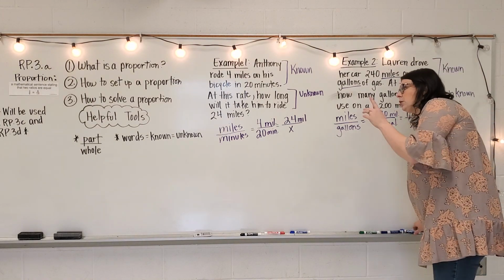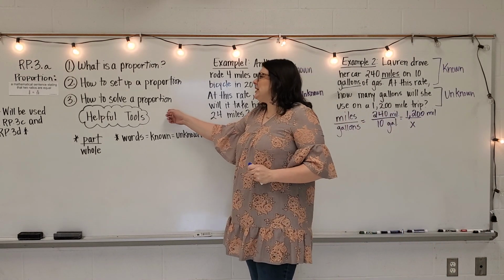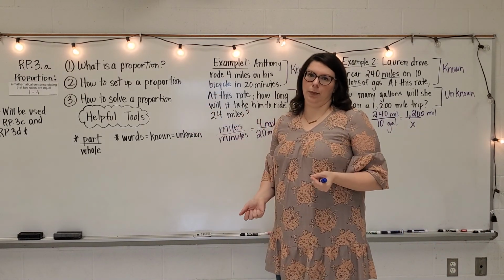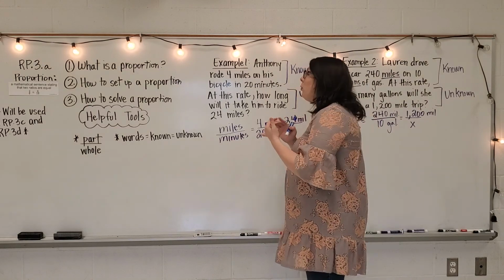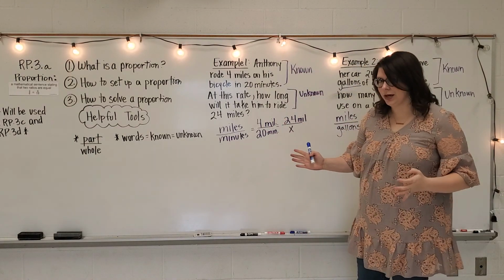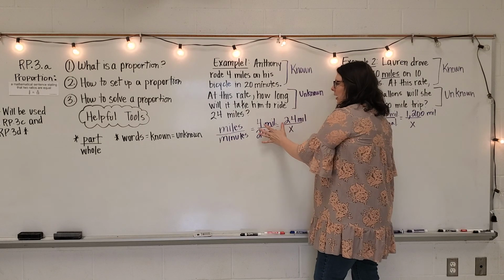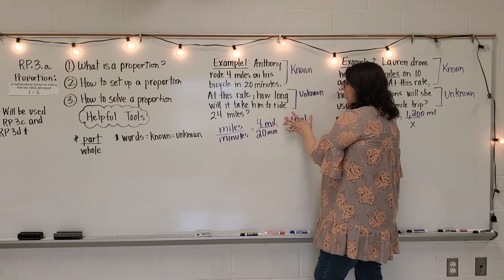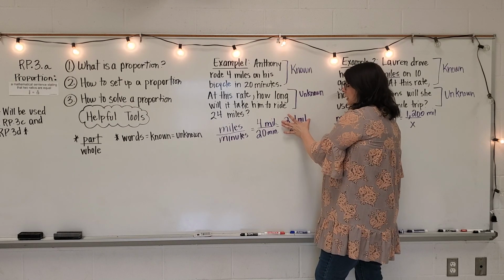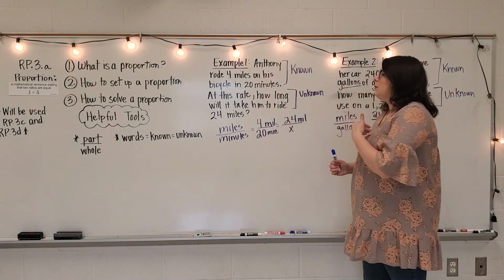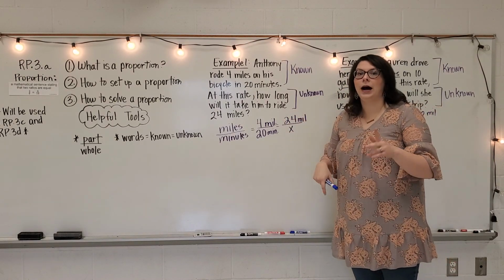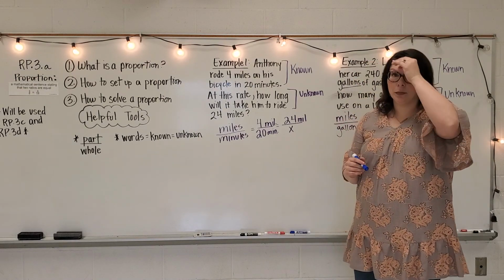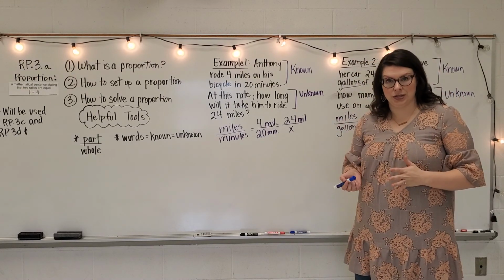Now, let's get on to question 3. Question 3 says, how do we solve a proportion, okay? So a proportion means that the ratios are equal. So I need to say, okay, I can go 4 miles in 20 minutes. So how many minutes will it take me to go 24 miles? Because these are equal, I'm going to cross multiply and solve the proportion that way.